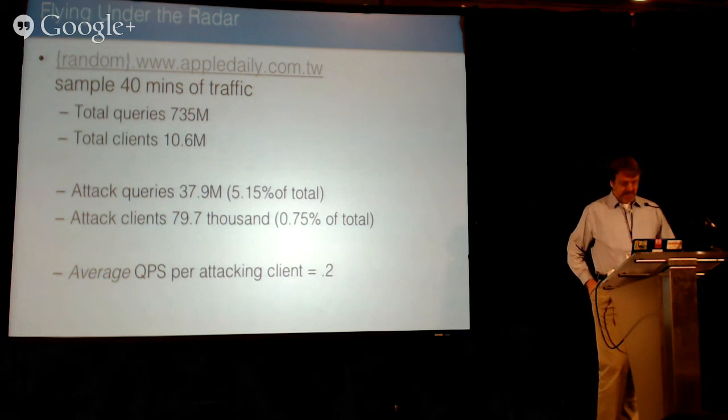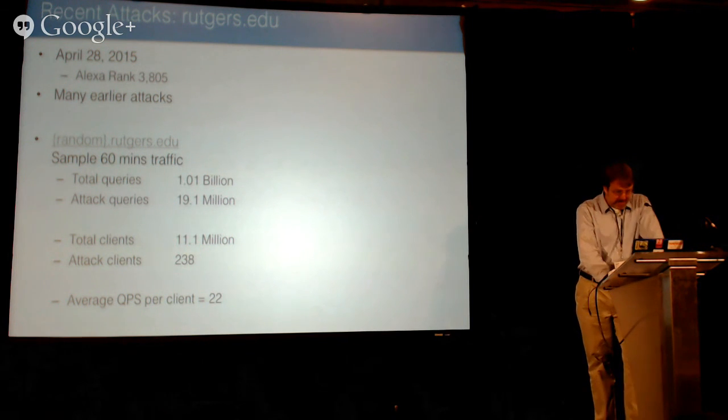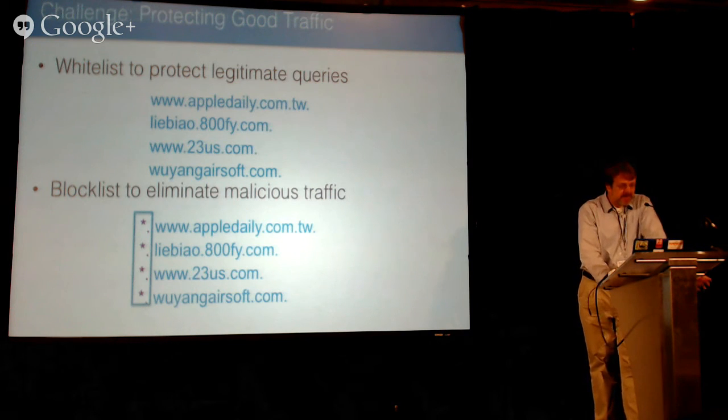So that's a lot. And compare that to the other attack we had, I think last week, Rutgers.edu, which had more total queries, but a lot fewer attack clients, and I said much more QPS per attack client. Now to the rate limiting, I think that's roughly what the Cloudflare slides were also showing.